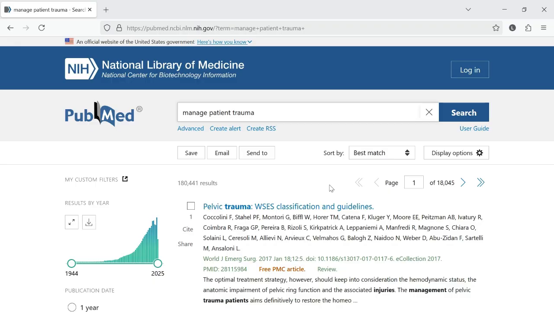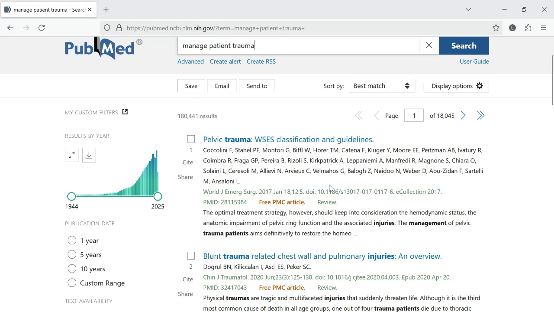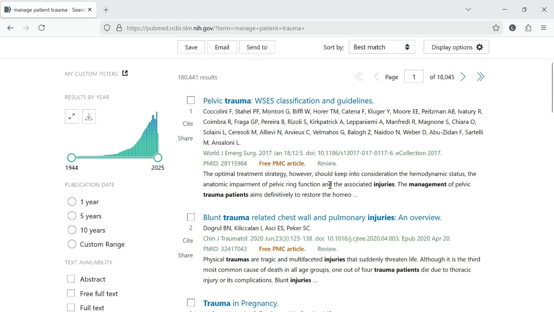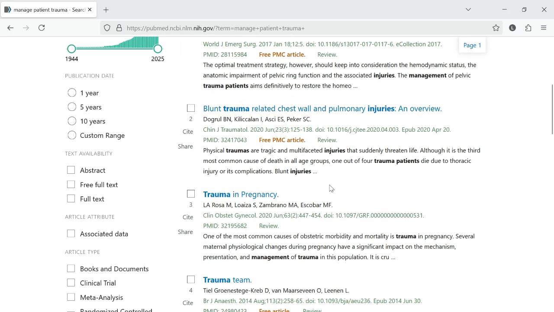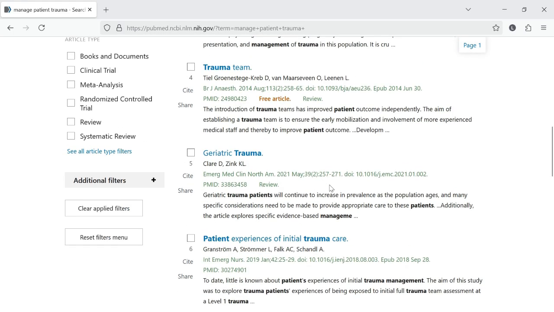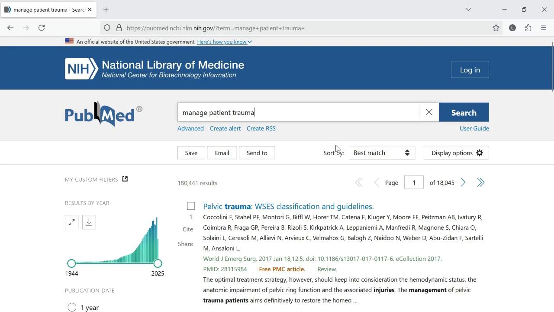So, as we see here, we are now facing the opposite problem. Whereas before we were getting back 4 results, we're now getting back over 180,000. We're getting back way too much. And as we quickly scan through some of the top articles here, we can get a sense of why that is. We're seeing pelvic trauma, blunt trauma, trauma in pregnancy, trauma teams. As we see, there's a lot of different types of trauma. And the issue now becomes the breadth of our topic. Our topic is just too broad, and we need to get more specific.